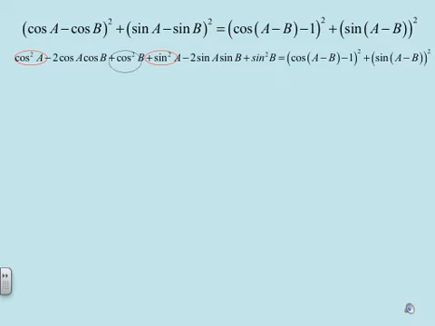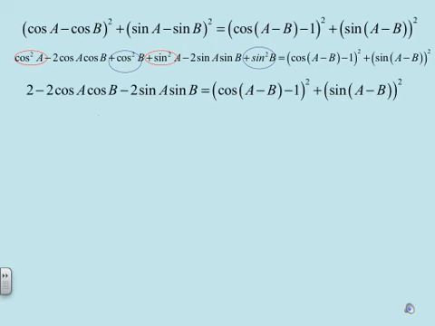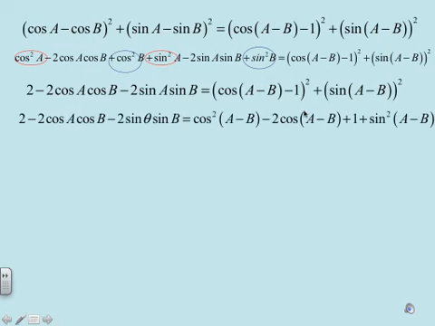I also see a cosine squared B and a sine squared B. That's also going to be a 1. So, combine those. We can rewrite the left side a little bit simpler. And now we have 2, still have the minus 2 cosine A cosine B and the minus 2 sine A sine B. Now we'll look on the right side. We need to expand this binomial. So when we do that, we obtain what we see here. And again, we get excited because I see a cosine squared of A minus B and a sine squared of A minus B. Those can be combined to be a 1 by the Pythagorean identity.